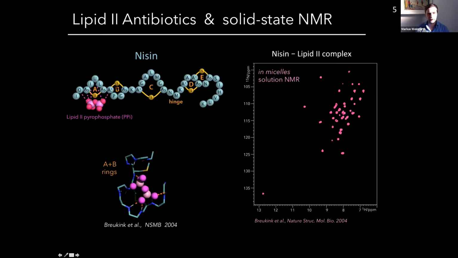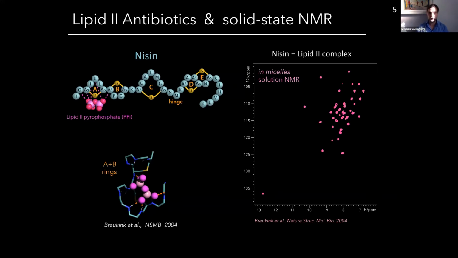Nisin features 5 so-called thioether rings that I call A, B, C, D, E, and it's well known that rings A and B target the pyrophosphate of lipid-2. And there's already a beautiful structure available, solved by our collaborator working at Utrecht University. This structure was solved with solution NMR in micelles. Now, all of you know that micelles are not ideal membrane mimics.